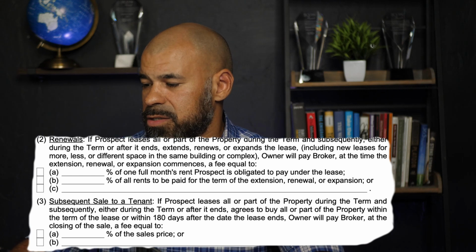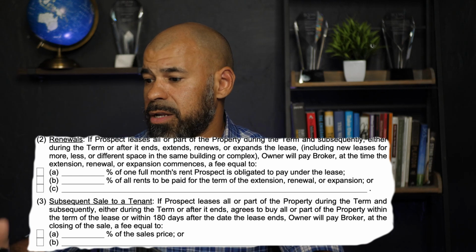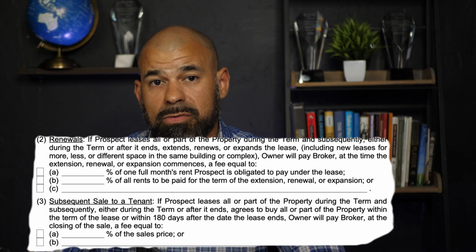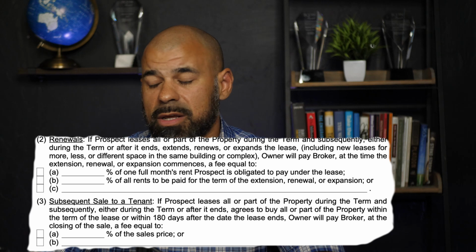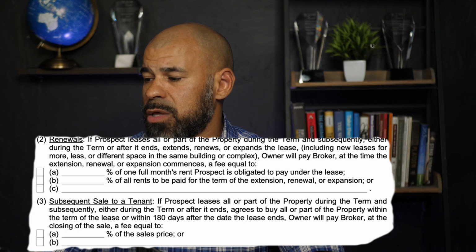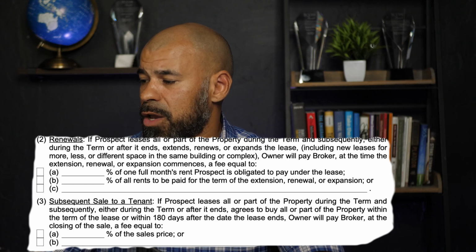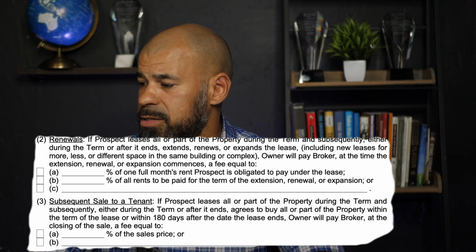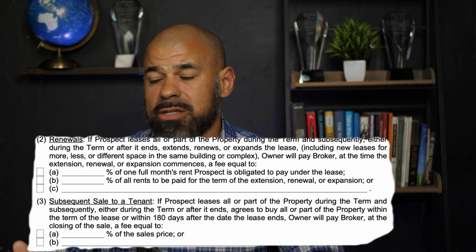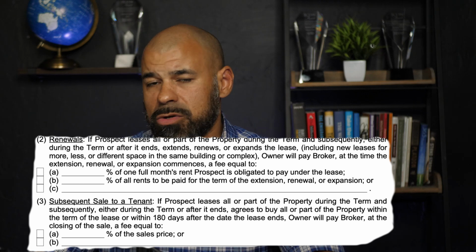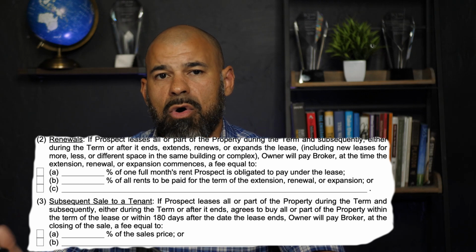The option is there. And then 3, it addresses what happens if the tenant you brought ends up buying that house, right? So you can negotiate a commission in that event. And this paragraph says if prospect leases all or part of the property during the term and subsequently, either during the term or after it ends, agrees to buy all or part of the property within the term of the lease or within 180 days after the date that the lease ends, which is 6 months, owner will pay broker at the closing of the sale a fee equal to a percentage of the sales price or a flat fee.